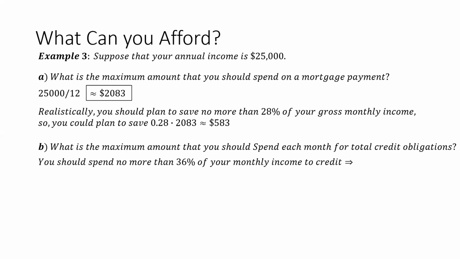So the recommendation on this, and honestly, this seems pretty generous in my opinion, is that you shouldn't spend more than 36% of your monthly income towards credit. So that means that this could count towards your mortgage, but in order to figure out how much you could do for a mortgage, and then also your credit card payments, and then also your car payments, all of those, we would take our gross monthly income, again, after taxes, we would multiply it by the percentage of 36%, and then we could say we can spend about $750 towards credit.